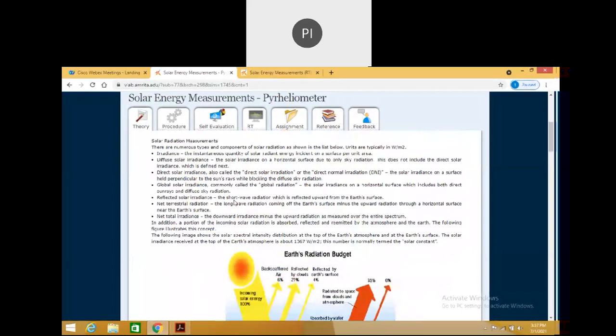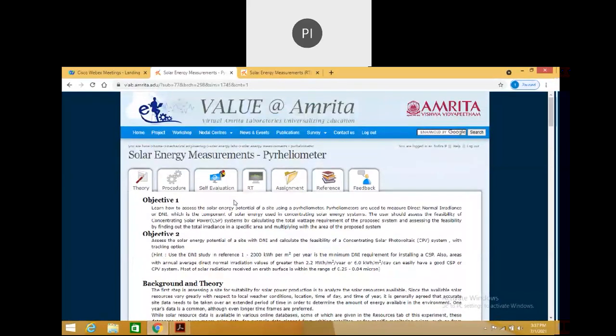By using this instrument, we can measure the amount of heat radiation absorbed by the site or at a particular place. We can directly determine it with the help of this pyrheliometer.